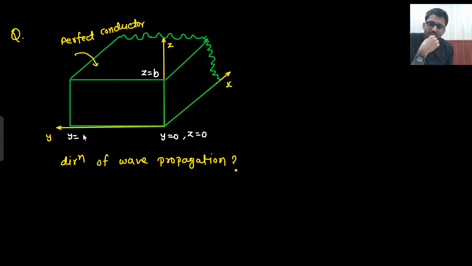You can directly see that conducting surfaces are there at z equals 0 and z equals b, at y equals 0 and y equals a. So in the y and z directions you will have the standing waves, and the wave will travel in the x direction. So it is a traveling wave in the x direction.